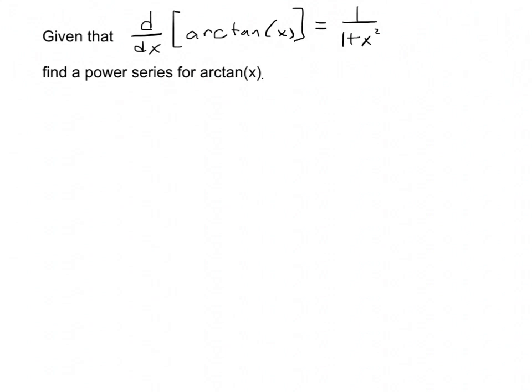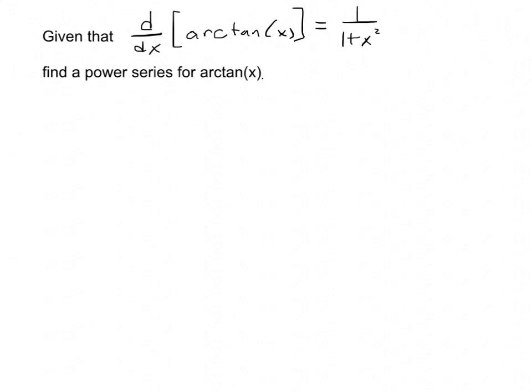So oftentimes the way these problems are set up is they'll give you some information. So this problem says, given that the derivative of arctan x is 1 over 1 plus x squared, find a power series for arctan x. And if the problem had just said find a power series for arctan x, at this point you would be justified in running and screaming and hiding. But we're given that the derivative of arctan is this.